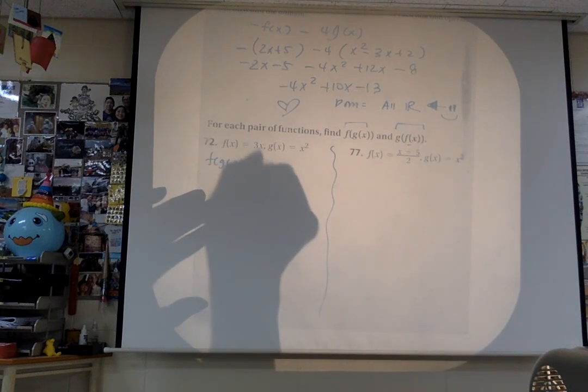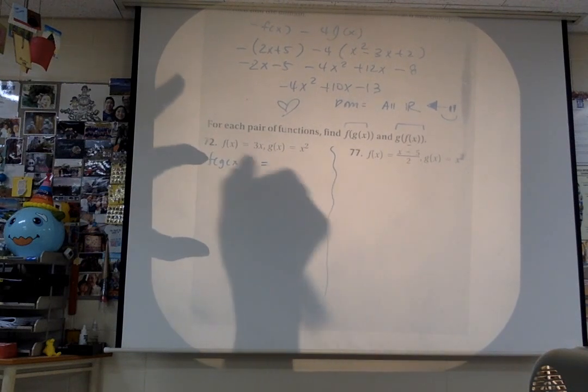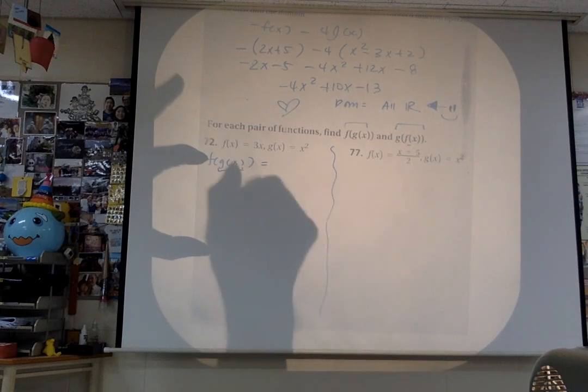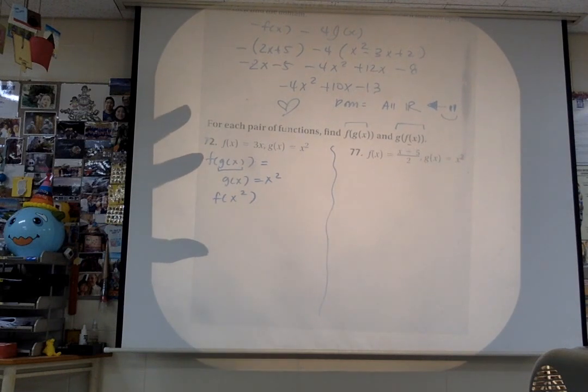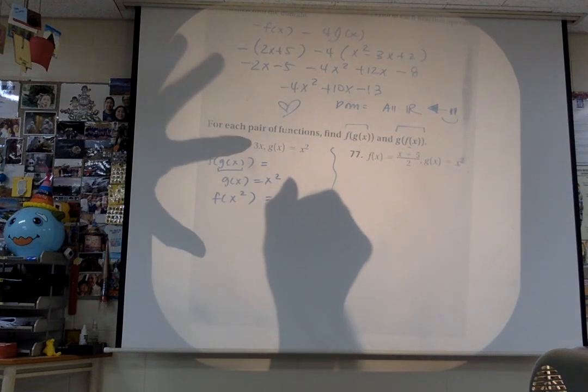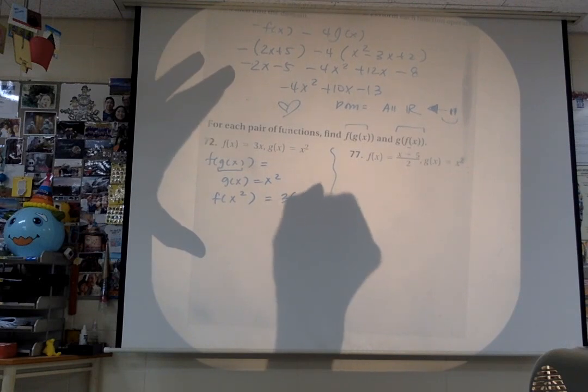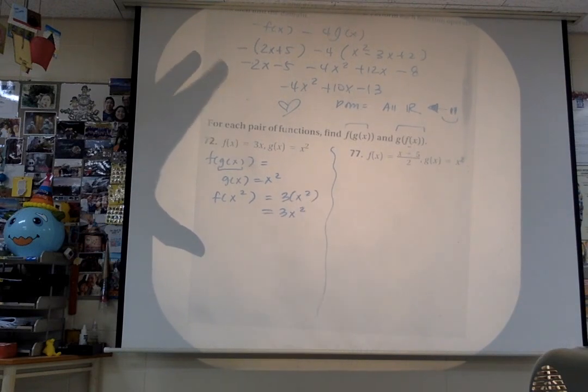So let's do f of g of x first, okay? So we're going to do g of x first, right? So g of x is x squared. So g of x is equal to x squared. So we're going to take f of g of x, which is x squared, which is every time you see an x, you're going to plug in x squared now. So you get 3x squared, okay?